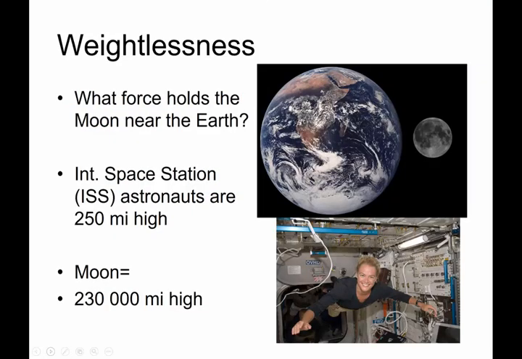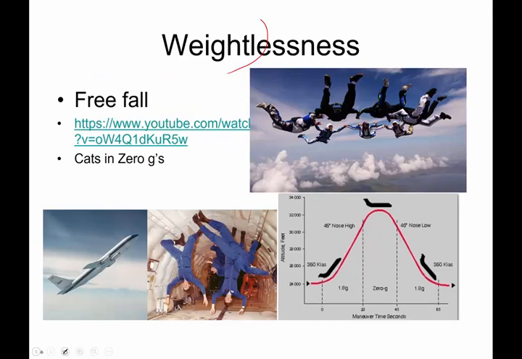One of the other interesting phenomena is the concept of weightlessness. Here is a picture of one of the astronauts in the International Space Station. The International Space Station is about 250 miles above the surface of the Earth, and astronauts in the ISS can float around. I'm sure somewhere in your life you've seen lots of pictures of astronauts floating around space stations or space capsules, and it's commonly referred to as being in a weightless environment.